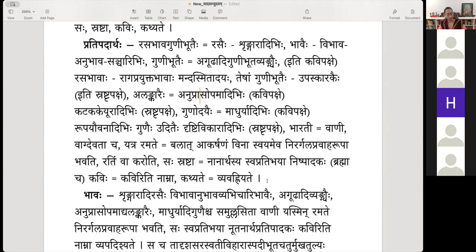So we are saying that the mandasmitadayah, which are the rasabhavah in the people, is made secondary, or makes their alankara secondary, and by that and then by the gunodayaihi, which is the rupayavanadibhi gunodayaihi, tatra taihi kim kriyate, taihi kim tatra vani vilasate, nama saraswati kutra vilasati. With Brahma. Saraswati tatra ramate, tasmat kim kim uchyate anena.